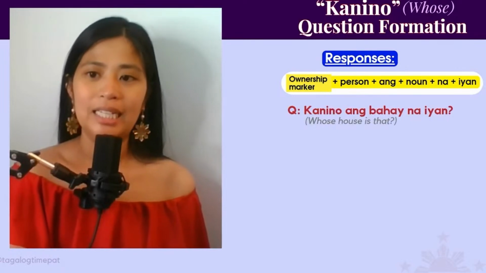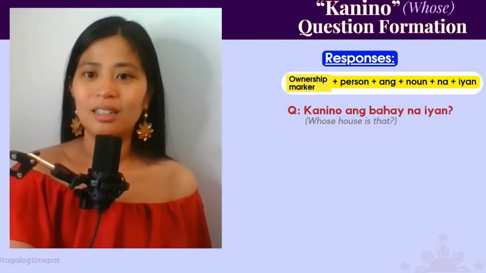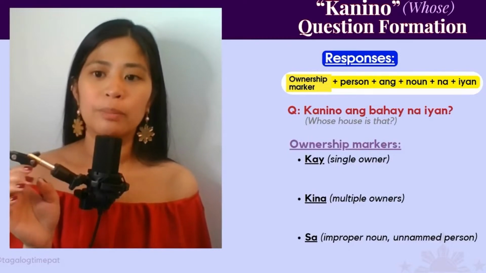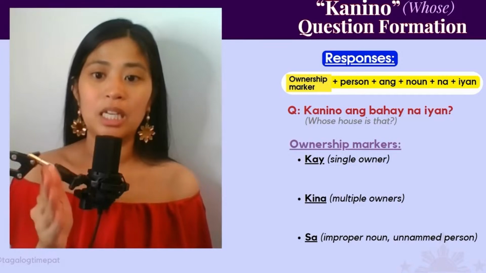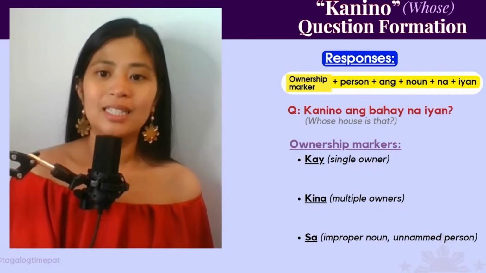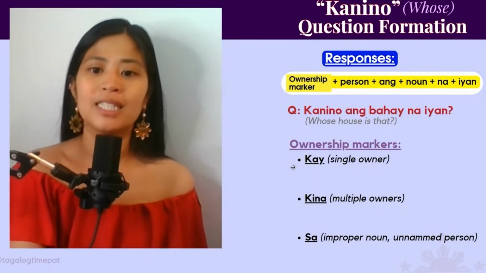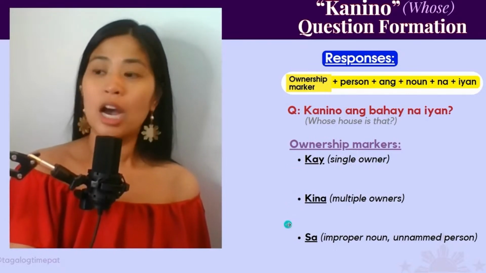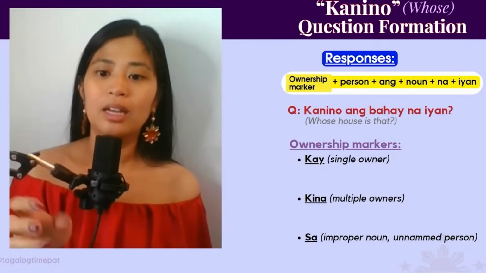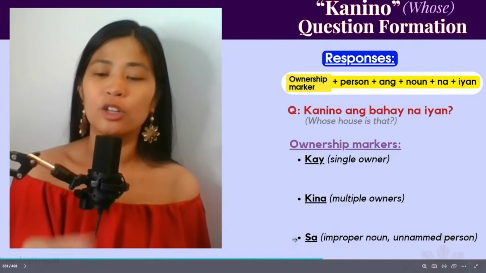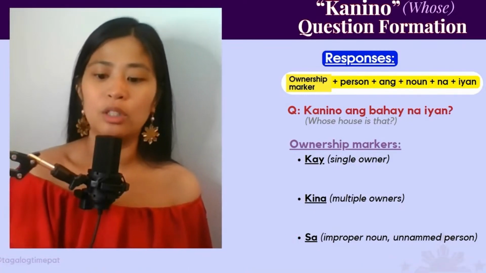So let's see what that would look like. Kanino ang bahay na iyan? Whose house is that? Kanino ang bahay na iyan? Here are the different ownership markers. So one of these has to be in your response. If there's only one owner, it's kay. If there's multiple owners, it's kina. More than one person, it's kina. If there's not a person, if there's no one's name, then you would have to use sa. So it's an improper noun or an unnamed person. So we'll see what that would look like.